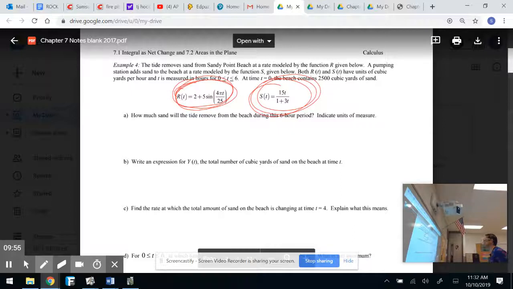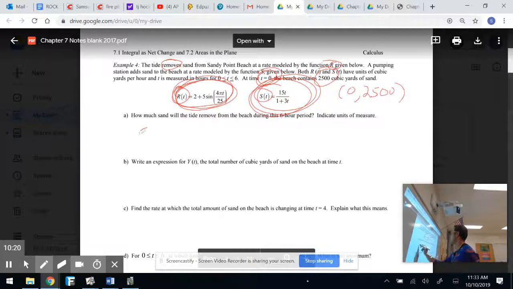Did I read that right? R of t and S of t have units of cubic yards per hour, so they're both rates. At time t equals 0, oh, there's an initial amount right there. So at 0, we have 2,500 cubic yards of sand. Okay, there it is. Sand is removed by R, so R is remove. S is you're adding some sand to that.